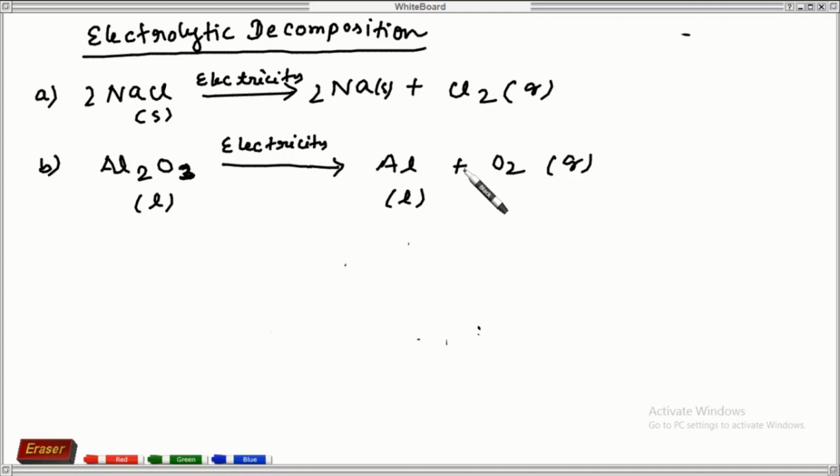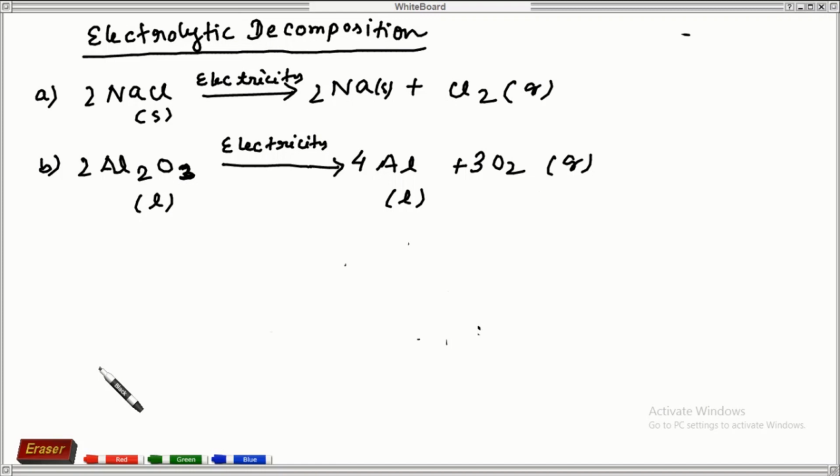This is also not balanced, so make it balanced. If you want to balance it, put 3 here. If you put 3 here, you can see 6. And here you have 3 only, so put 2. But if you put 2, aluminium becomes 4. So put 4 here. So this is balanced now.